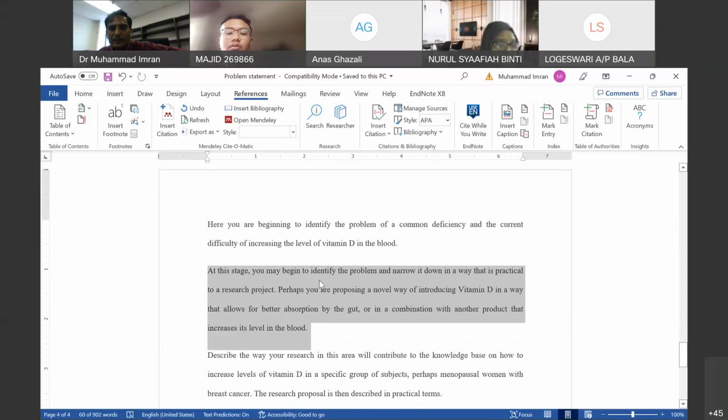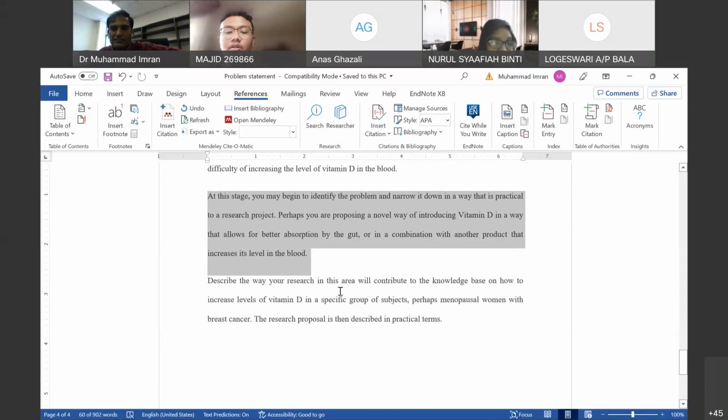At this stage, you may begin to identify the problem and narrow it down in a way that is practical to a research project. Perhaps you are proposing a novel way of introducing vitamin D that allows for better absorption by the gut, or in combination with another product that increases the level in the blood. Describe the way your research in this area will contribute to the knowledge base on how to increase the level of vitamin D. First, the deficiency, then the solution. Obviously, how to increase vitamin D. Understand? This will be the solution.